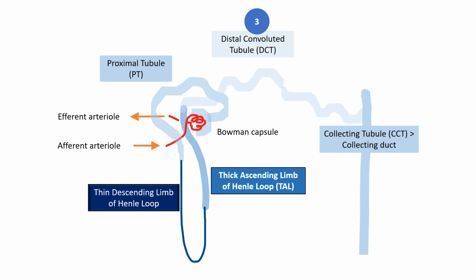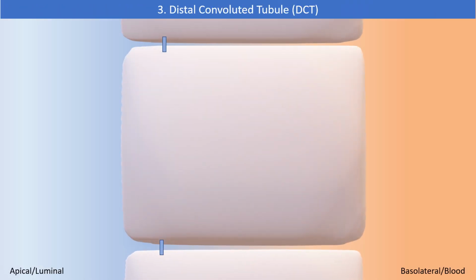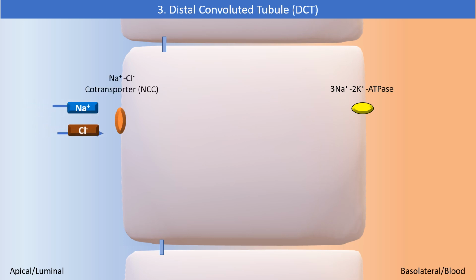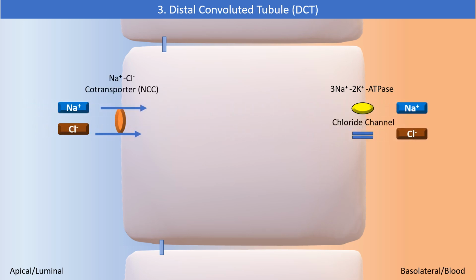Moving on to the distal convoluted tubule. What do cells at this segment do? Here we have a cell from the distal convoluted tubule, abbreviated as DCT, luminal side on the left and basolateral side on the right. The ubiquitous 3-sodium 2-potassium ATPase transporter is on the basolateral side. Now shifting our attention to the apical side. The DCT has an apical sodium chloride cotransporter, or NCC. NCC reabsorbs the filtered sodium and chloride back into circulation.